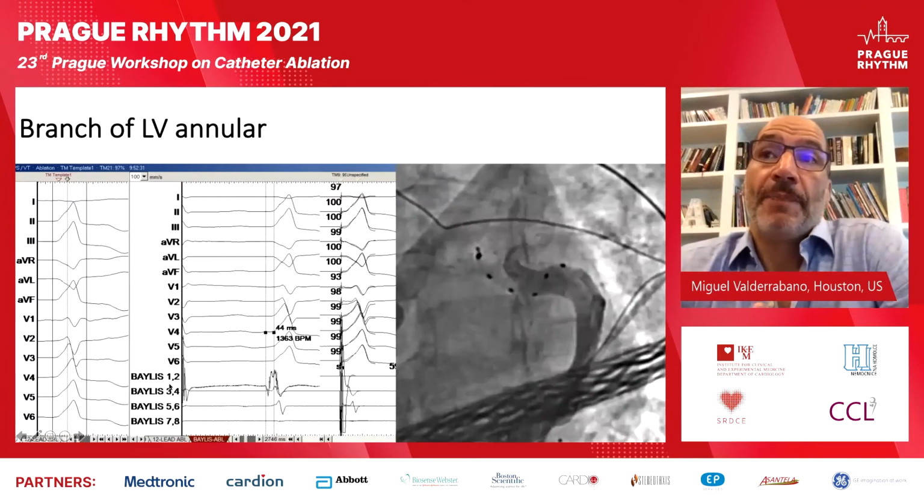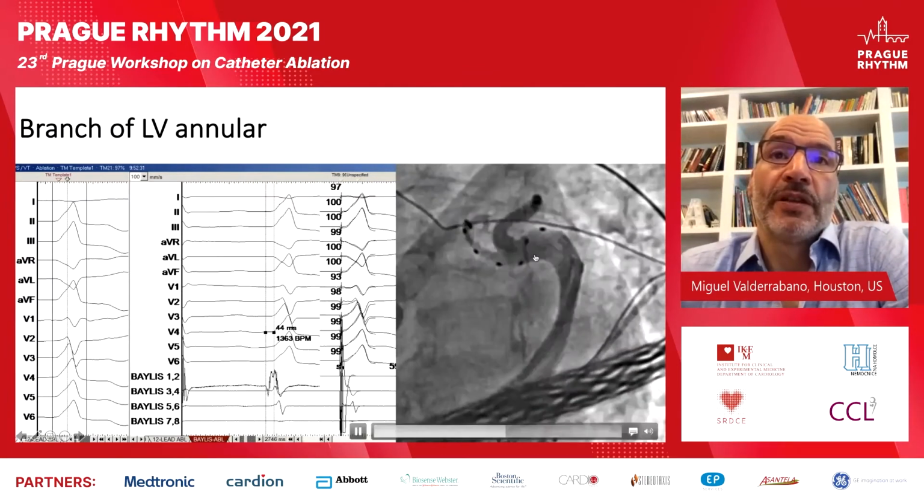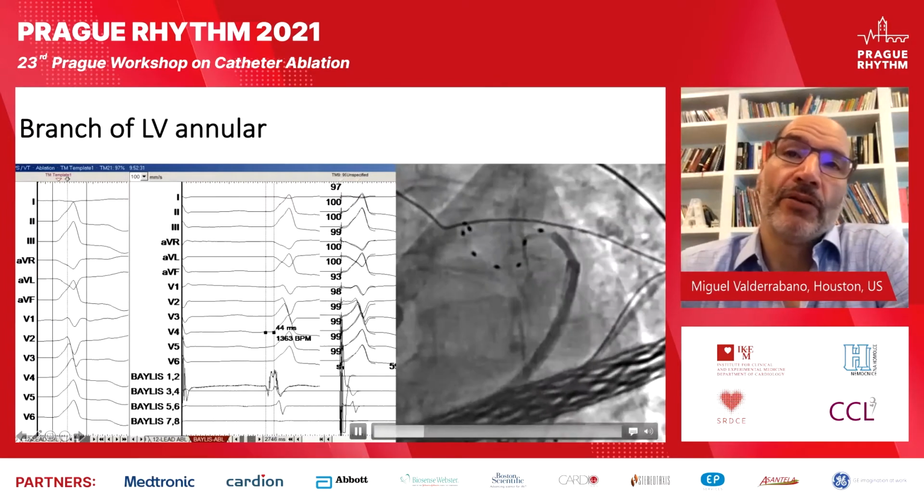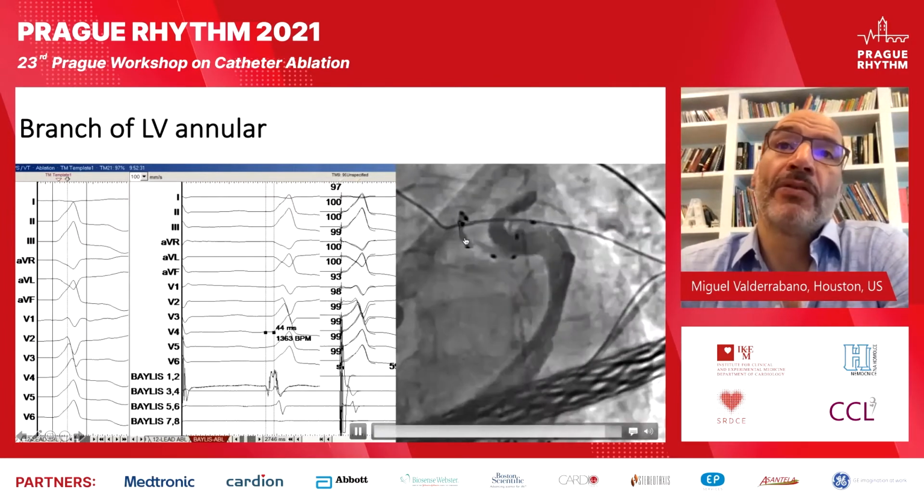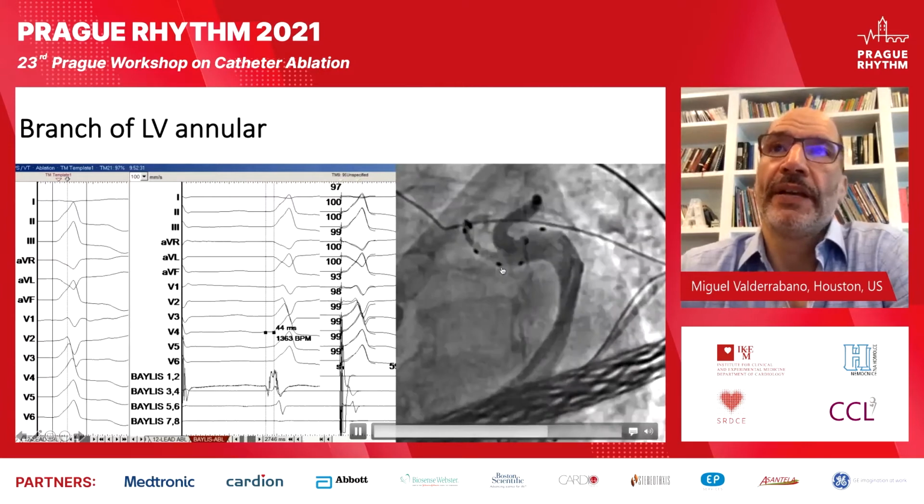So the next step is, okay, let's put a wire and a balloon in here. And also we need, before giving alcohol, to understand how big this vein is.